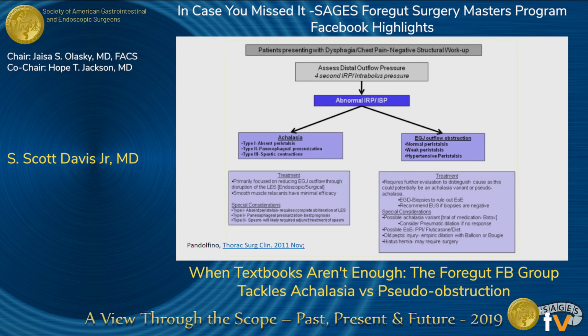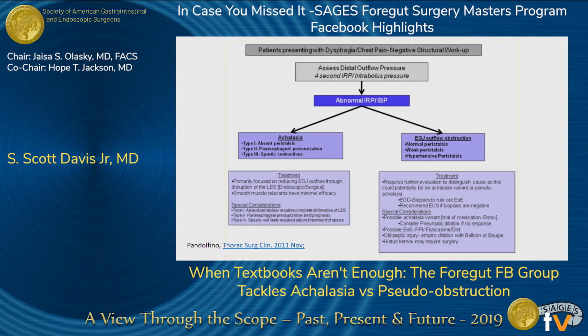So we can find an algorithm, which I think is very helpful, and this is basically assessing somebody that's got atypical symptoms or dysphagia. In order to decide if there's an increased distal outflow pressure, we look for the IRP. The IRP is abnormal if it has higher pressure over time, as I discussed a minute ago. If you have an abnormal IRP, this can either be achalasia or EGJ outflow obstruction.